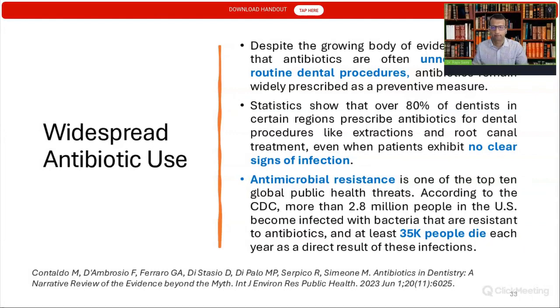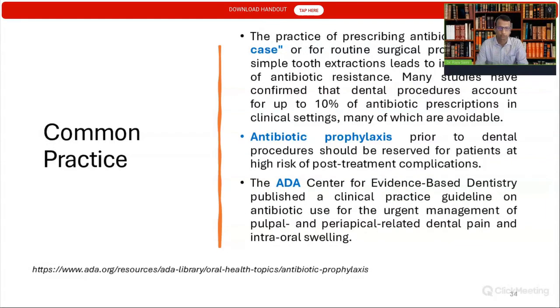Because of this, there is another threat and problem that's a global public health threat now: antibiotic resistance. More than 2.8 million people in the US become infected with bacteria that are resistant to antibiotics, and 35,000 people die each year. That's a very huge number, a scenario created by ourselves as healthcare professionals. And if we are diligent in antibiotic prescribing, we can mitigate this situation.